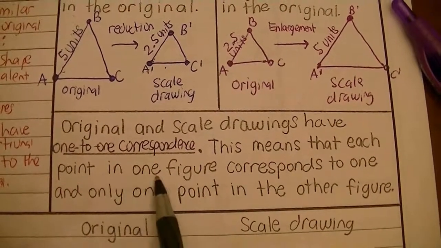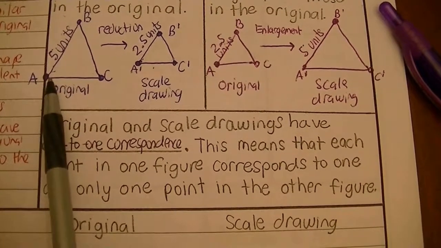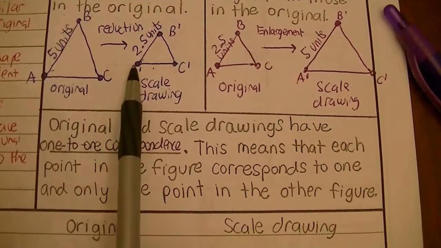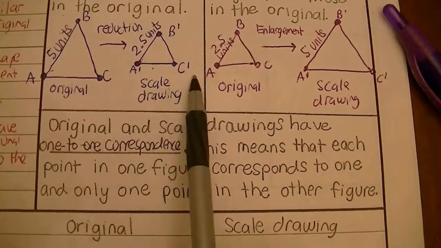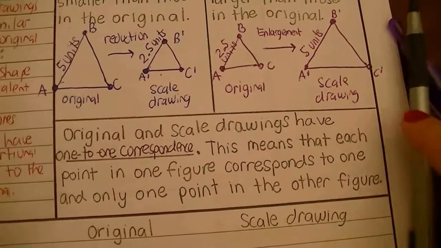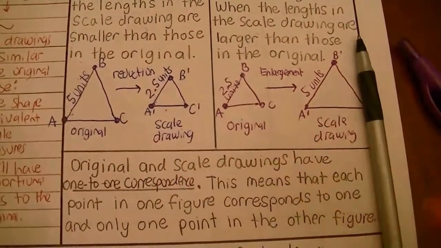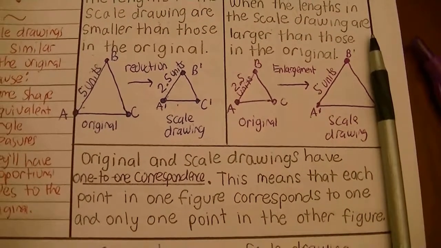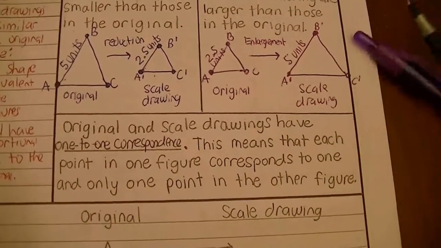This means that each point in one figure corresponds to one and only one point in the other figure. So this one corresponds to this one. See how it's labeled? A and A prime. This one corresponds to this one. It's labeled C and C prime, and so on and so forth. They might try to trick you by maybe flipping the second image upside down, but you need to be able to kind of modify your outlook and match the segments to each other and the vertexes to one another because of the 1-to-1 correspondence that happens, okay?